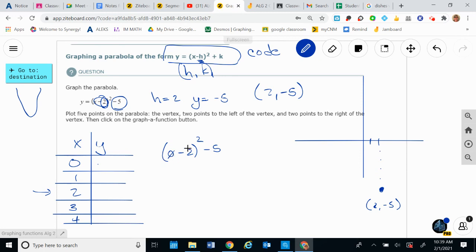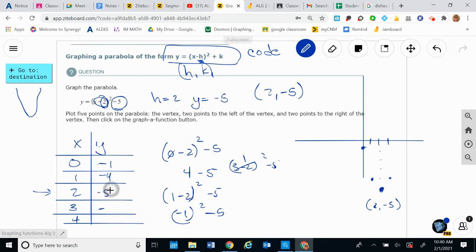If you can do the math, 0 minus 2 is negative 2, squared is 4, minus 5 is negative 1. So 0, negative 1. Okay, what is 1? 1 minus 2 squared minus 5 is negative 1 squared, which is 1, minus 5, which is negative 4. So 1, negative 4. Now that we know that, we can reflect it. When we plug in a 3, it's going to be 3 minus 2, quantity squared, minus 5. That's going to be 1, negative 4.